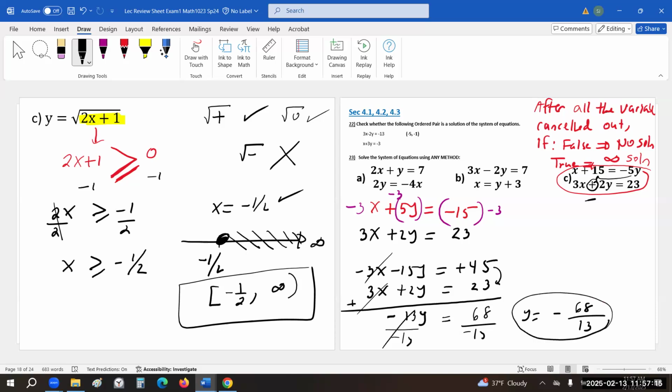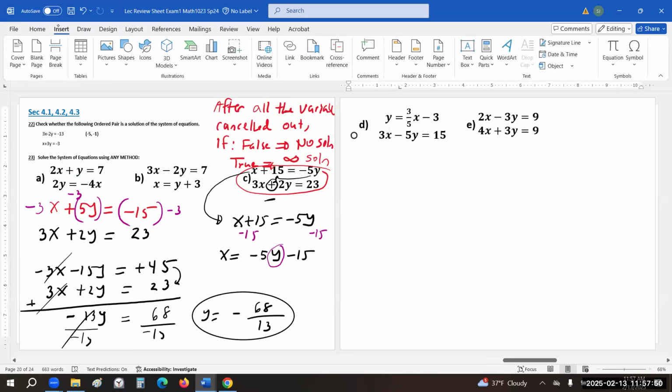So once we have a y value, we go back to any of the equations and we solve for x. So let's say we are taking the first equation. X plus 15 is negative 5y. We are solving for x. We don't need the 15. We subtract 15 from both sides. We get x equals negative 5y minus 15. But you already know what y is.